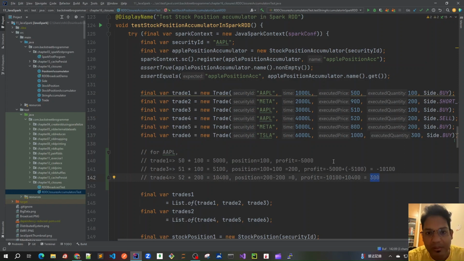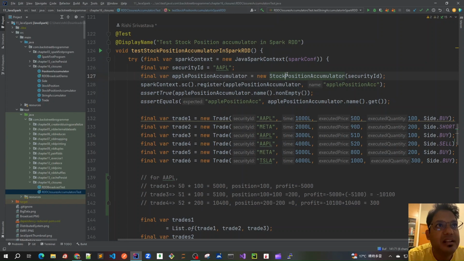So this is what we want to build. We want to build a stock position accumulator for each of the securities we are interested in, and calculate all this position and profit on the fly using this accumulator logic. Now in this unit test, I am only doing all these calculations for Apple stock. As you can see, we can create this stock position accumulator using the security ID, which is Apple.